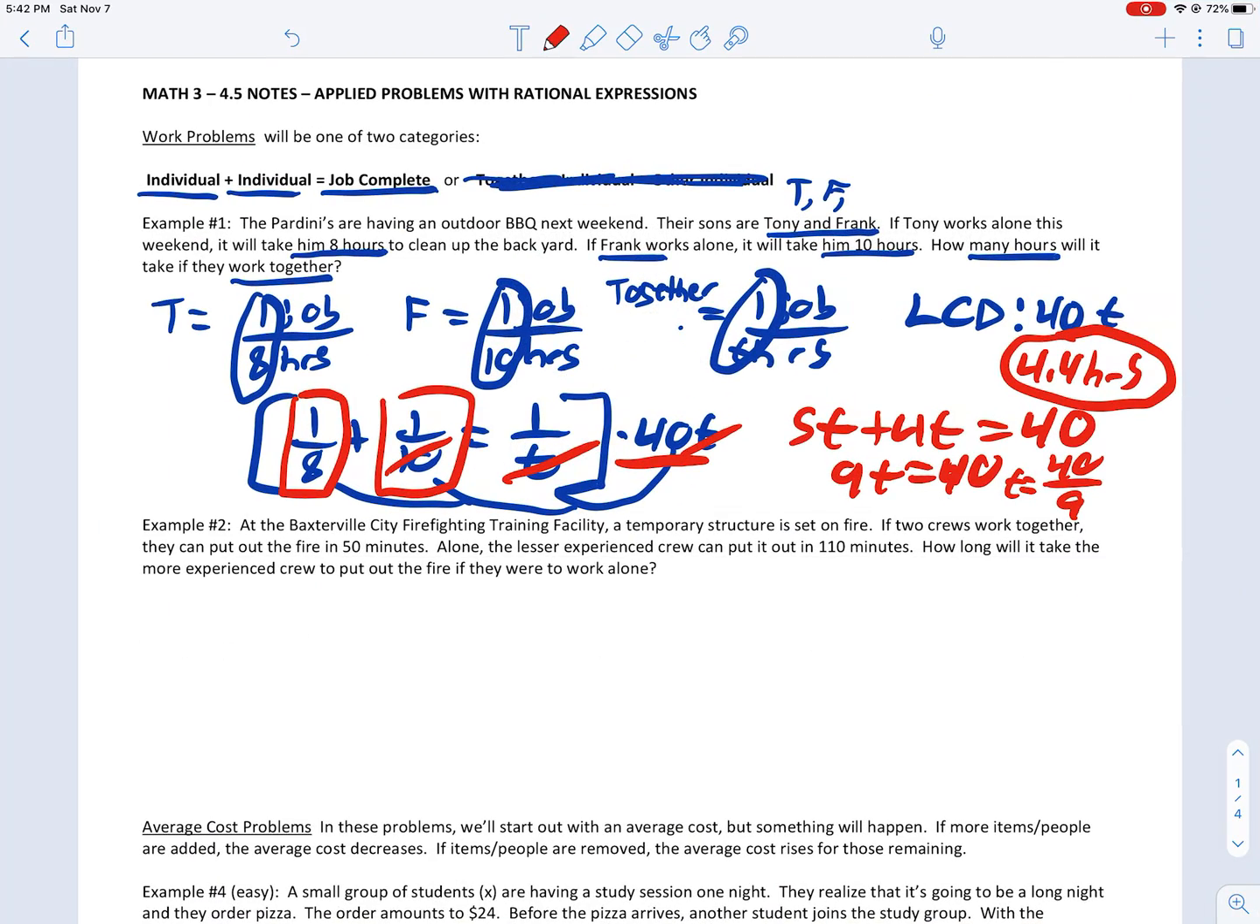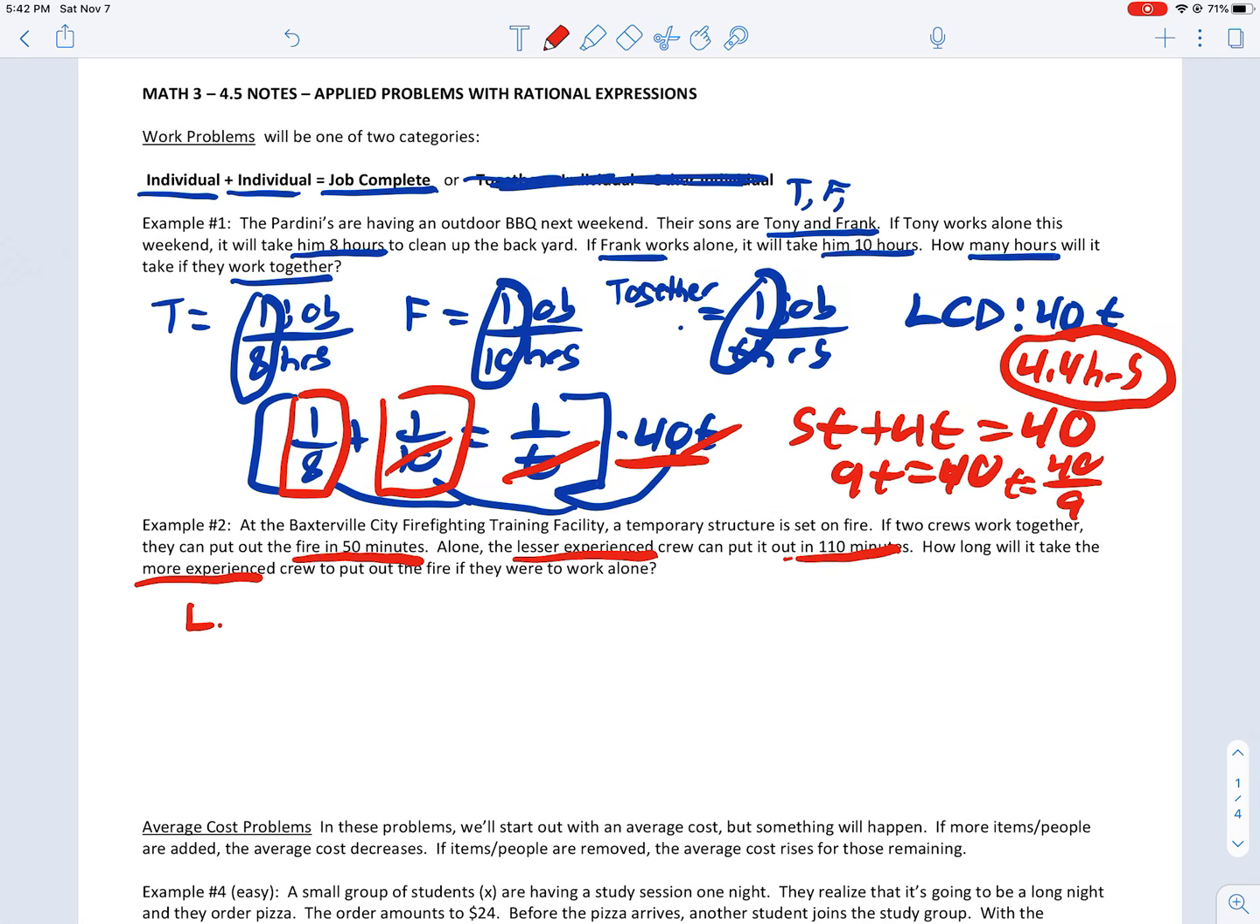Okay, so example 2. This time we're talking about the firefighting crews. So if two crews work together, they can pull it off in 50 minutes. The lesser experienced crew does it in 110. How long will it take the more experienced crew to do it?